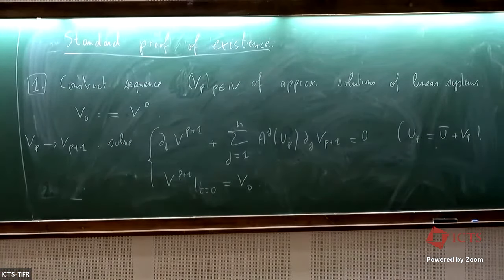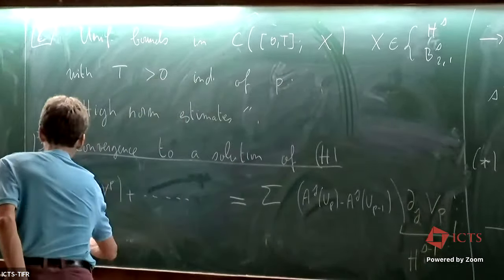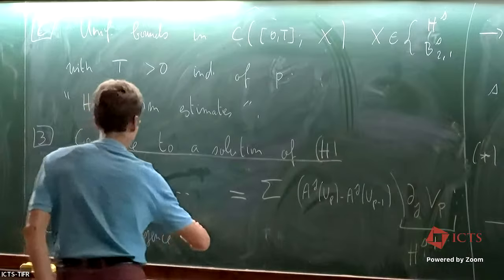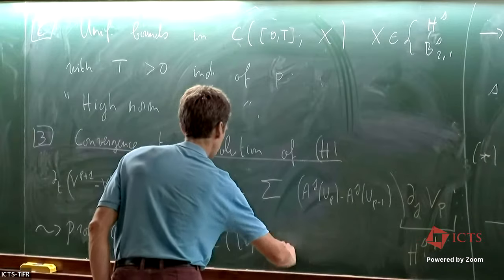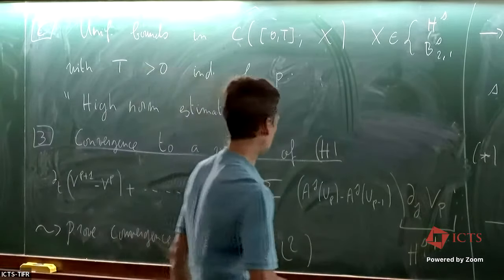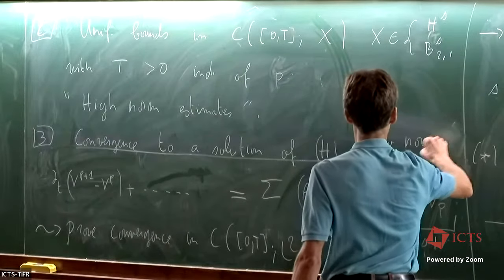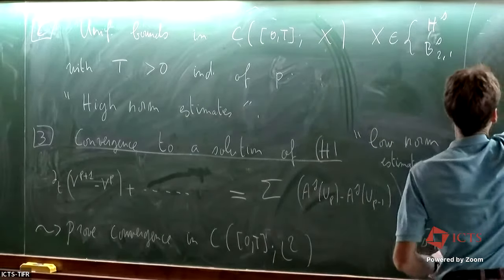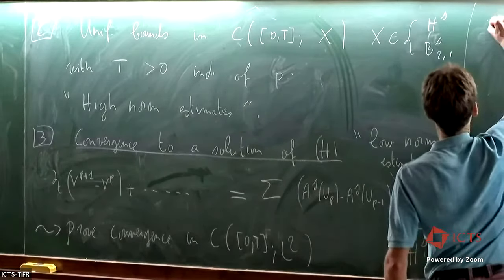But there are other possible choices. You could choose H^(S-1). But the easier one is to prove convergence in L2. It's called a low norm estimate. Then you have a step 4, which is not so easy sometimes. I will not give details because I have to stop.